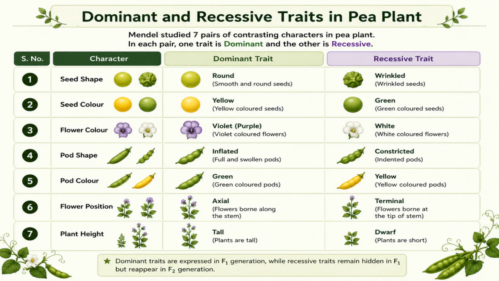Sixth is flower position. Axial flower position is dominant, while terminal flower position is recessive. And finally, plant height. Tall plant is dominant, whereas dwarf plant is recessive. Mendel noticed one very important thing in all these experiments. Dominant traits appear in the F1 generation, while recessive traits remain hidden in F1 and reappear again in the F2 generation. This observation helped Mendel explain how traits are inherited from parents to offspring.